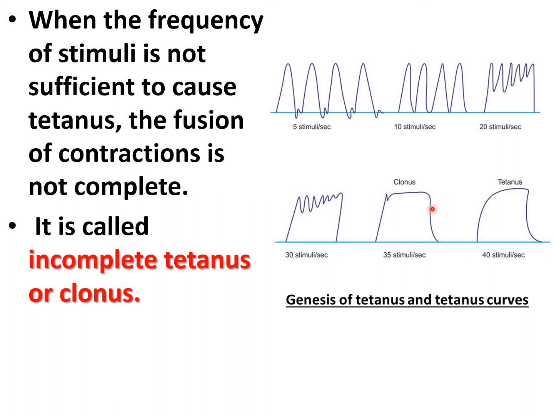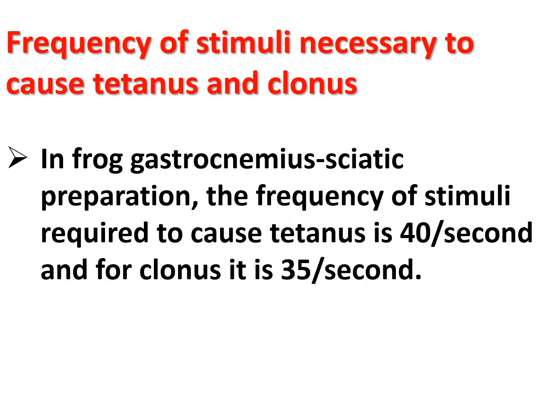So you can see here there is not complete fusion of the contraction. So that is known as clonus. Here some contraction periods and relaxation periods also occur. So there is no fusion of the contraction; it is not complete. So that is an incomplete tetanus and that is a complete tetanus. Here you can see the total fusion of the contraction.